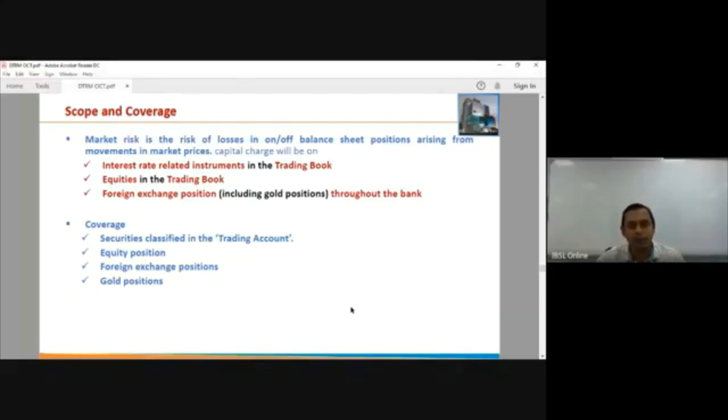Now, what happens to the interest rate related instruments in the banking book? How will the capital adequacy for that be computed?